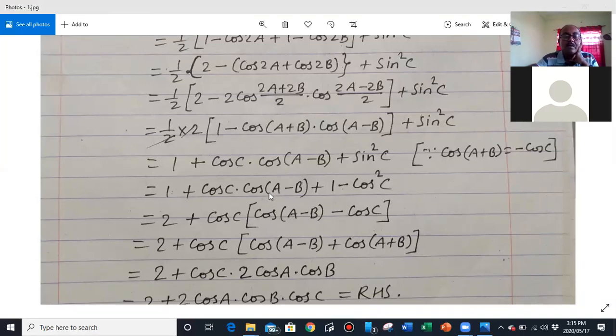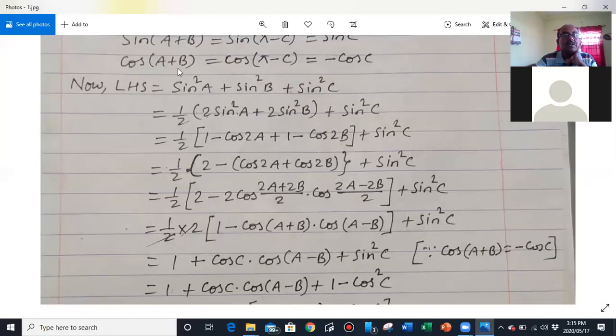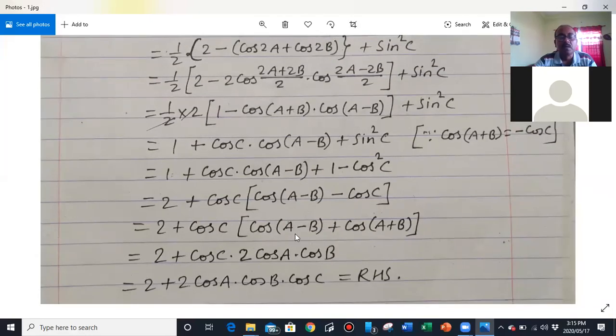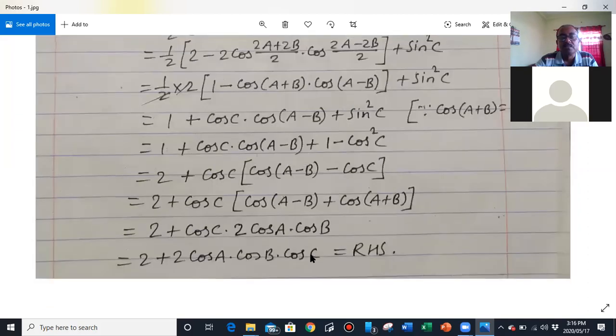Now cos a minus b minus cos c. Now again minus cos c is plus cos a plus b. So minus cos c is plus cos a plus b. Now at this juncture, cos a minus b plus cos a plus b is 2 cos a cos b. So this bracket is replaced by 2 cos a cos b. Now rearrange the terms in the order of a, b, c. 2 plus 2 will come first, cos a cos b cos c, which is the RHS.